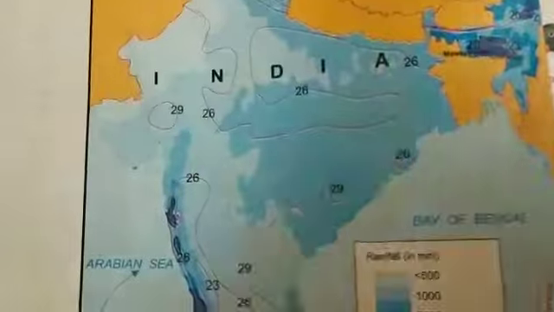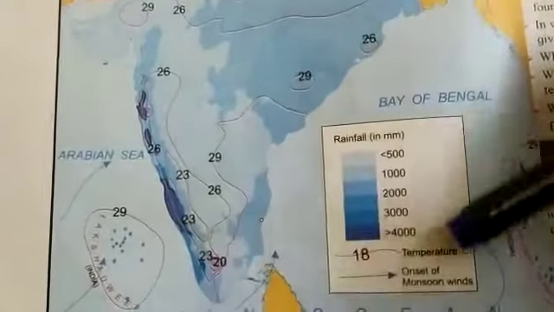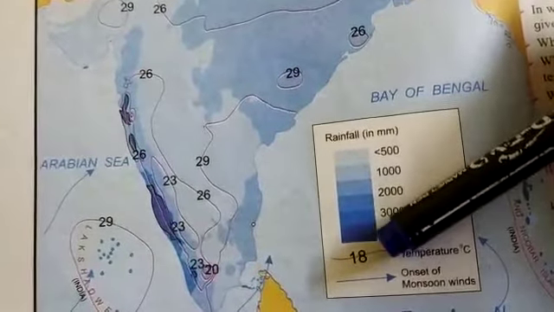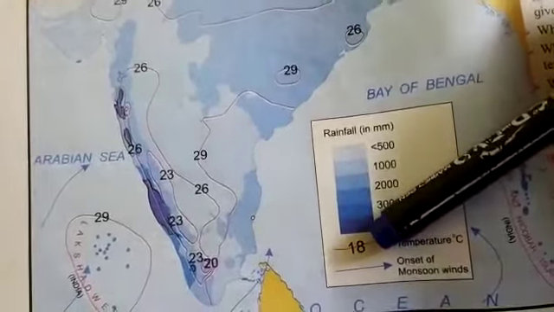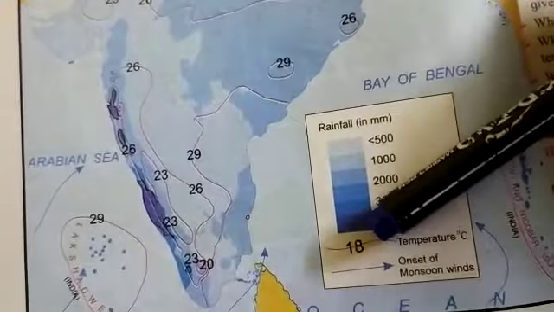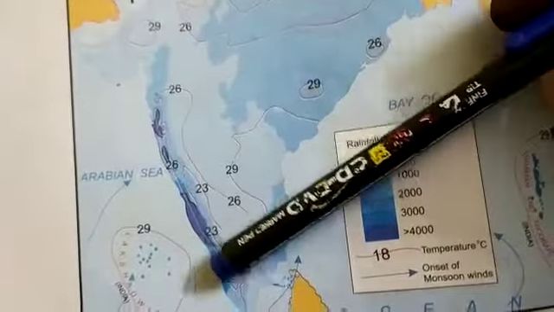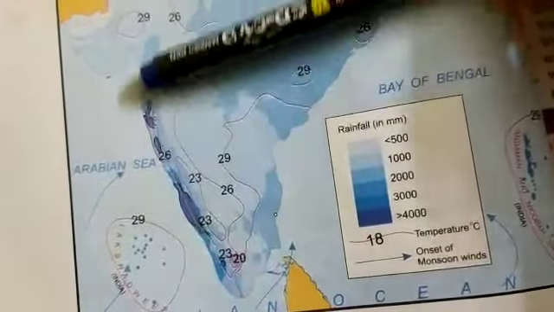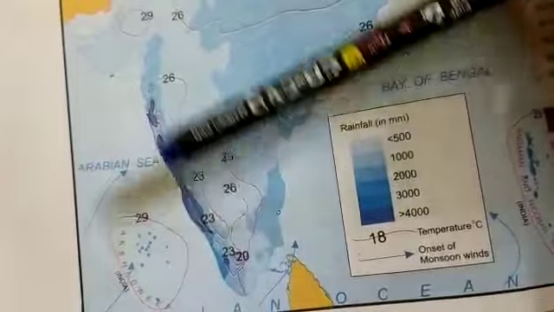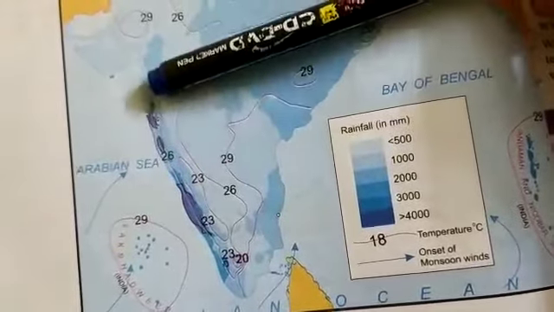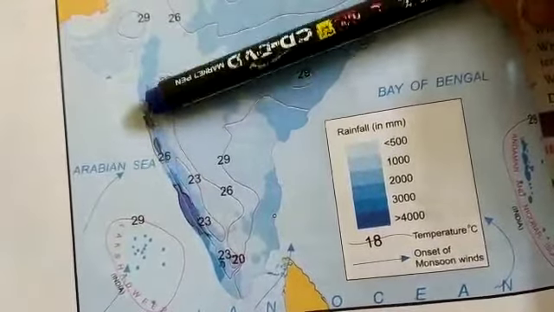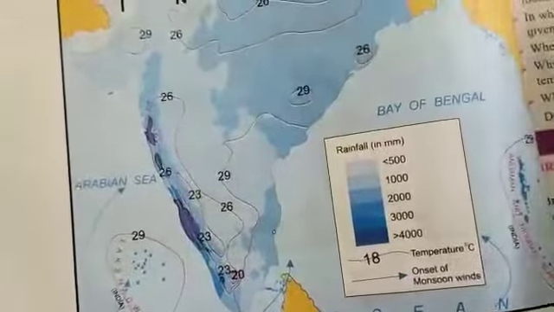Here's the first question: which region gets more than 4000 millimeters of rainfall? This interval is shown in dark blue color, navy blue we can call it. Here I see it in this part of the peninsula. Which part of the peninsula is this? The western part. There are the Western Ghats, so you can write down parts of Western Ghats.